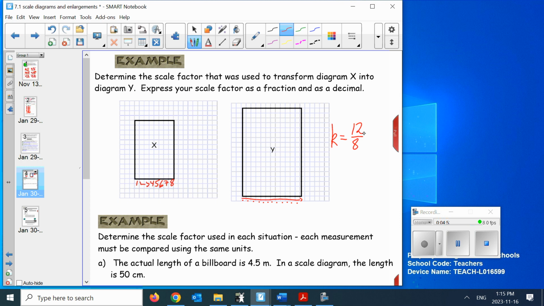Now, as a fraction, remember how to reduce that one? We can divide by the biggest number that you can divide into both 8 and 12.